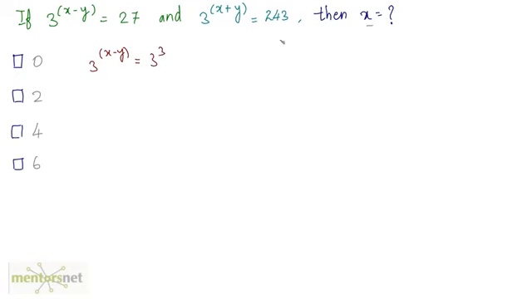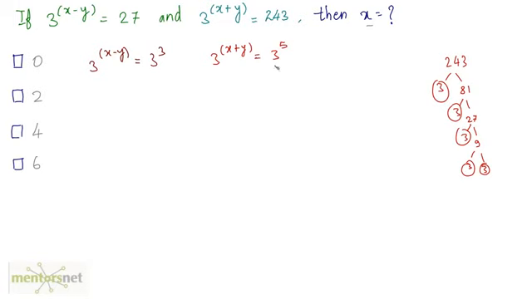And now let us analyze 243. So let's find out how we can represent 243 as a product of its prime factors. So 243 is there. Let's divide it by 3. So I get 81. Now 3 times 27 is 81. 3 times 9 is 27. And 3 times 3 is 9. So 1, 2, 3, 4 and 5. So 3 raised to 5 is 243. So I can write 3 raised to x plus y is equals to 3 raised to power 5.